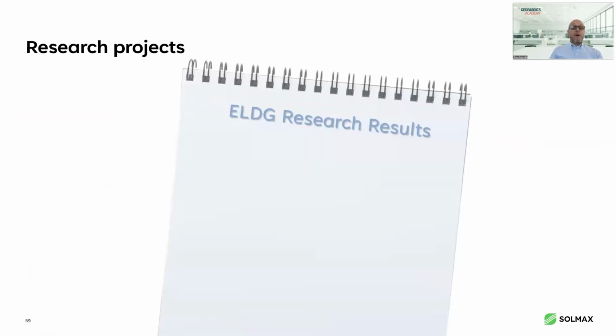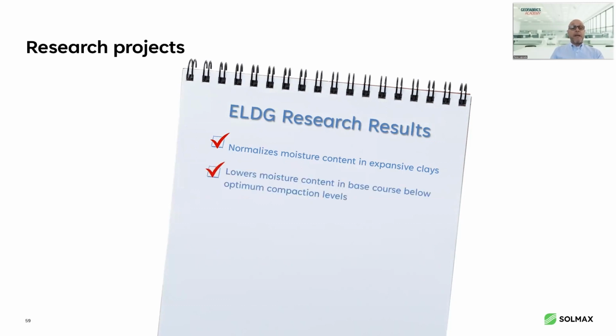So if we look at some of the research results over the years, and a lot of this is done out of the Americas, but we've been researching this product for almost a dozen years now. So this is just a very brief cross-section of some of the research results. One of the things that it does is that we found that it normalizes the moisture content in expansive clays. And I'm going to get into these individually in a moment. It also lowers the moisture content in the base course below optimum compaction levels.